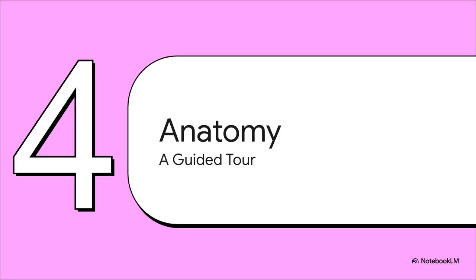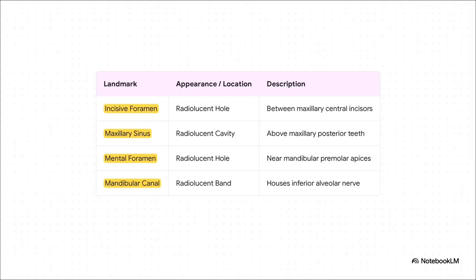All right, we've got our vocabulary down and we know the techniques. Let's put it all together and go on a quick tour of the key landmarks you need to be able to spot. We'll start with the dark, the radiolucent landmarks. You've got the incisive foramen, a little hole right between the top front teeth. Above the back teeth, you have that large dark space of the maxillary sinus. And down on the lower jaw, you'll find the mental foramen near the premolars. But watch out, this is often mistaken for an abscess. Finally, you can trace the path of the mandibular canal, that channel that protects a major nerve.